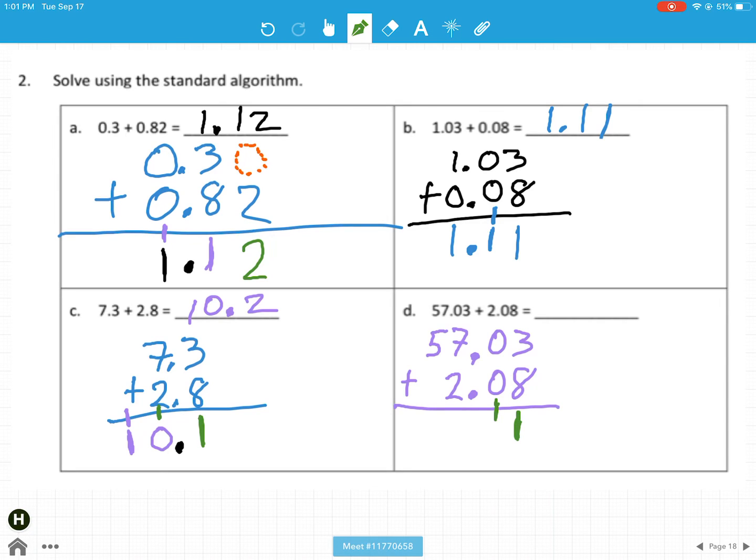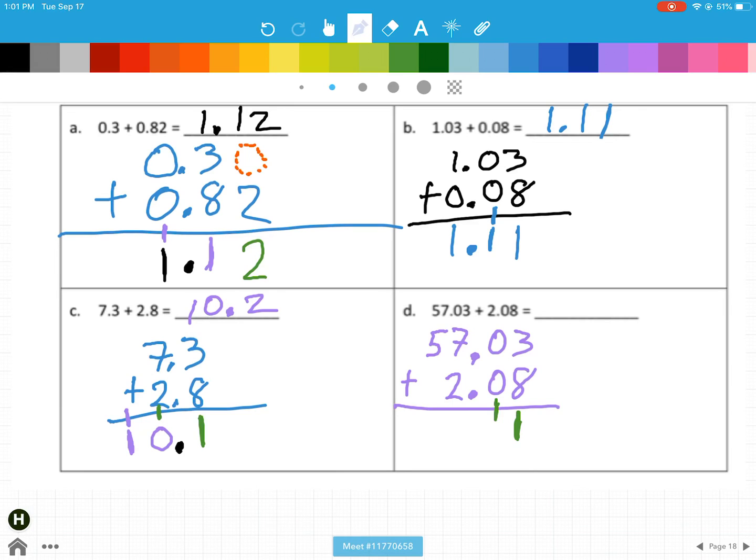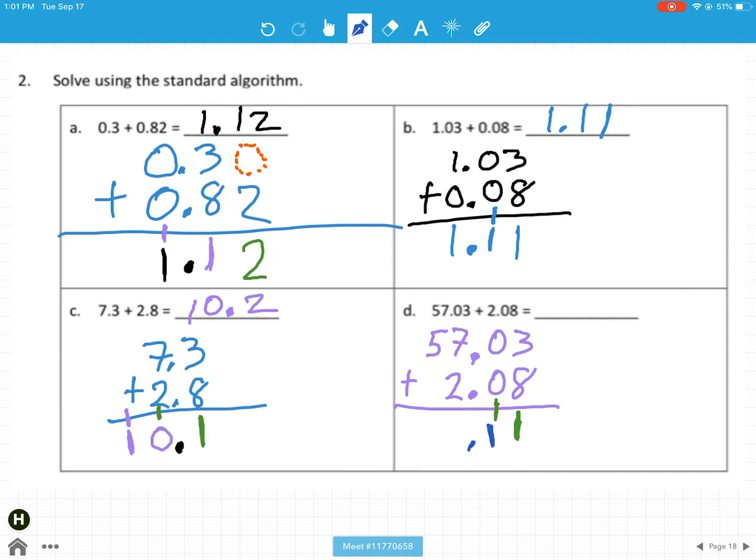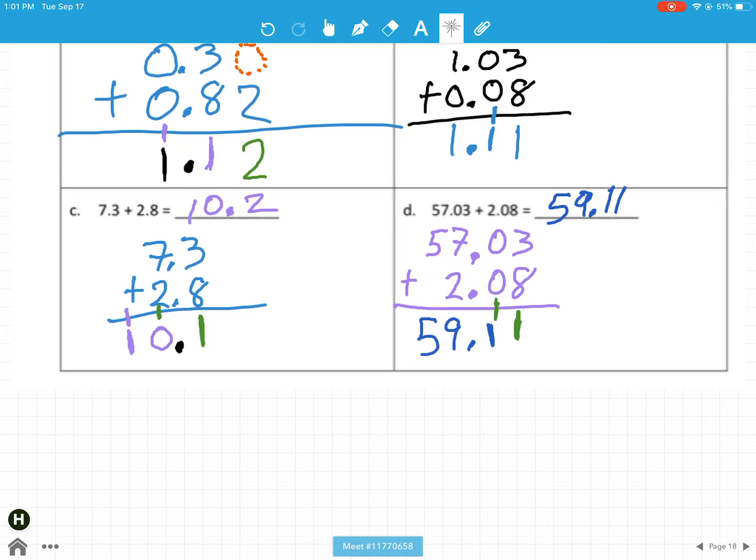All right. So now we have the rest. Okay, and we have 9 here, and we have 5. So 59 and 11 hundredths. Okay, so the important thing is to make sure that they're lined up. The tens are lined up, the hundreds are lined up, the ones are lined up, and the tens are lined up. So make sure that decimal is all in line. See the line? And you'll be fine. All right, hopefully that's helpful.